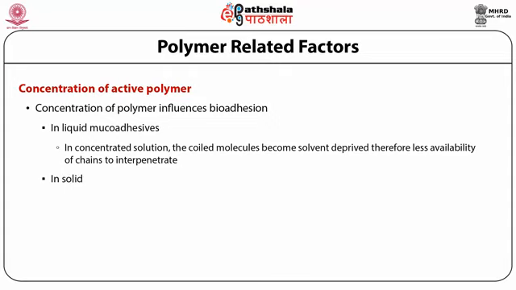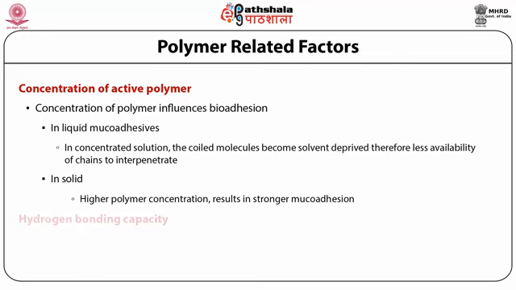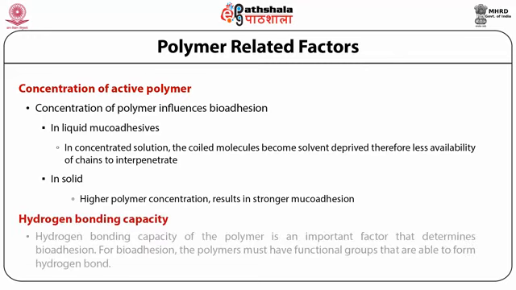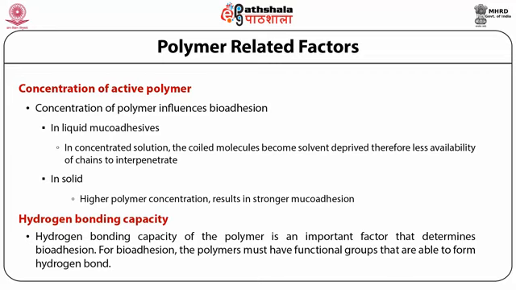However, for solid dosage forms such as tablets, higher polymer concentrations usually result in stronger mucoadhesion. The next factor is the hydrogen bonding capacity. The hydrogen bonding capacity of the polymer is an important factor that determines its mucoadhesion or bioadhesion. The polymers must have functional groups that are able to form the hydrogen bond, which are usually responsible for eliciting the required bioadhesion.